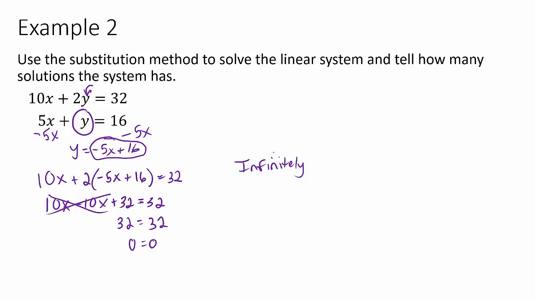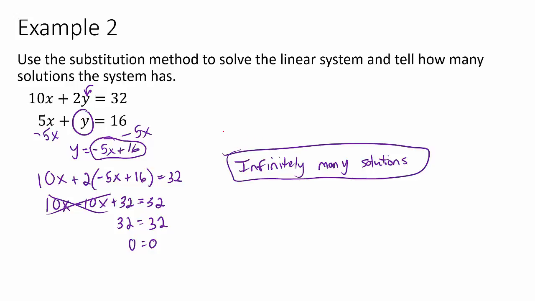And so this is going to happen with elimination, that whenever we are working through the problem, our variables will cancel. If it's no solution, we get something that is not true. We get numbers that don't match. And it's infinitely many solutions whenever we do get numbers that match, when we do get a true statement.